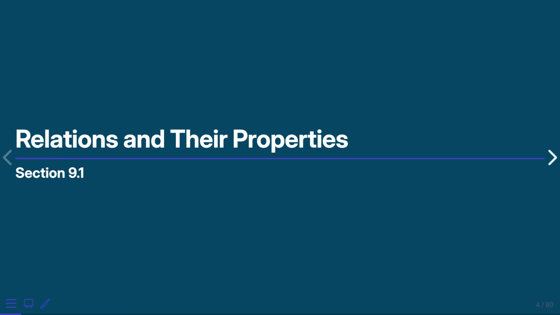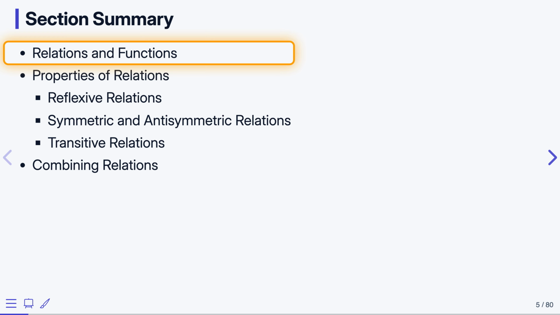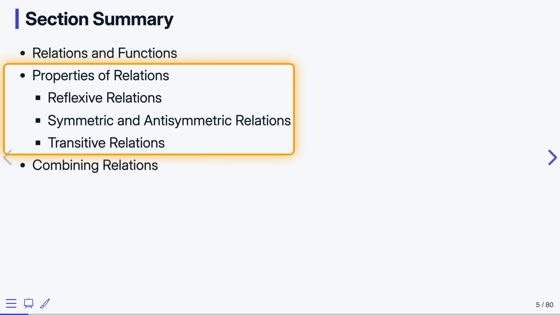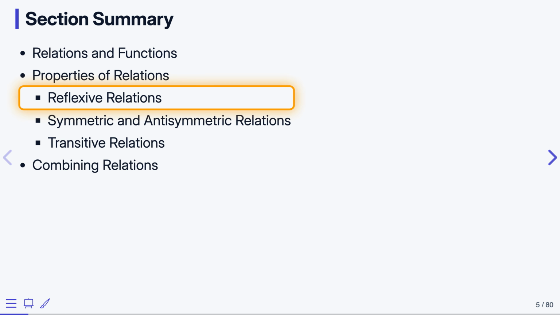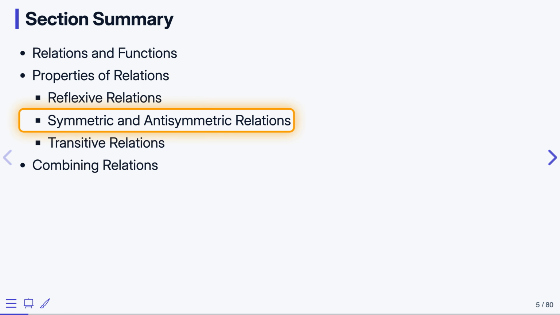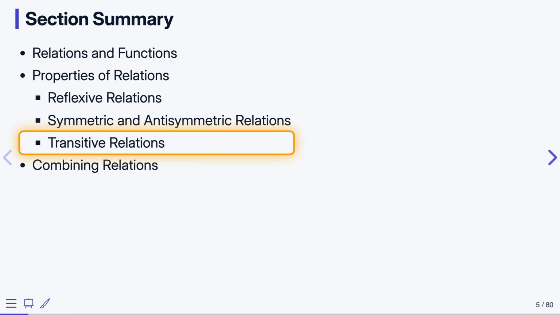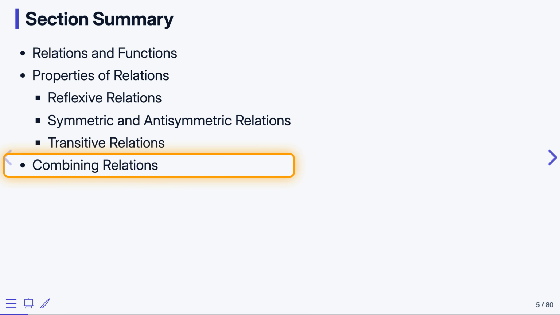Now we turn to the first topic, relations and their properties. We learn what a relation is and the main properties a relation can have. This is the plan for this section. First, we compare relations with functions. Then we study the properties of relations. We look at reflexive relations. Then symmetric and antisymmetric relations. Then transitive relations. At the end, we learn how to combine two relations into a new one.